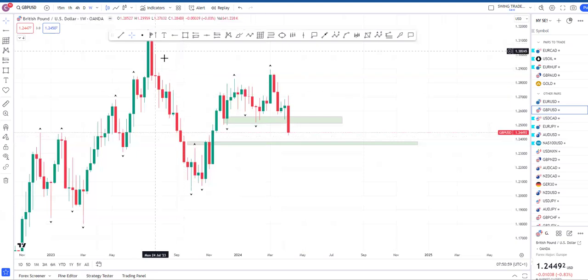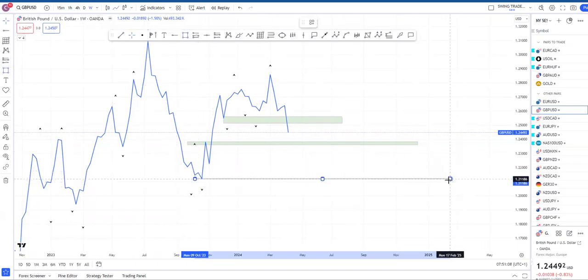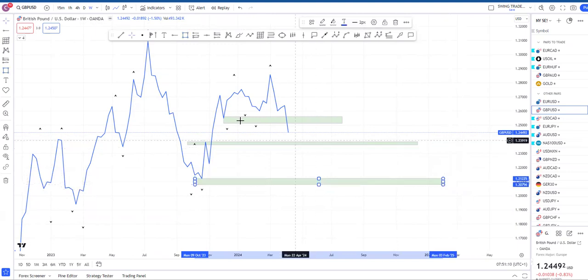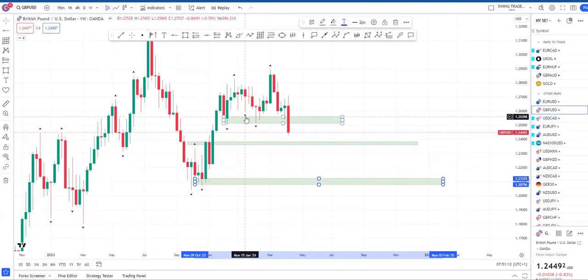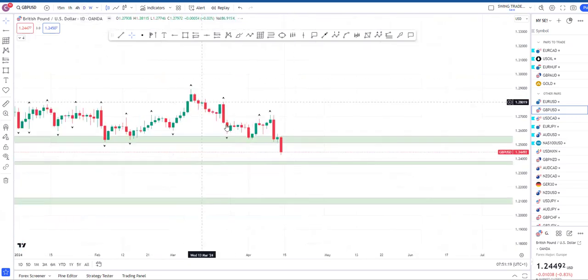And also this is another low that we are expecting price to get to, this structure low here, which is price action low at this level. So we're expecting price to get there. So now let's go back to the daily and look at what the market is doing.